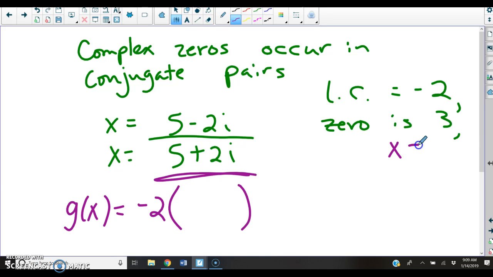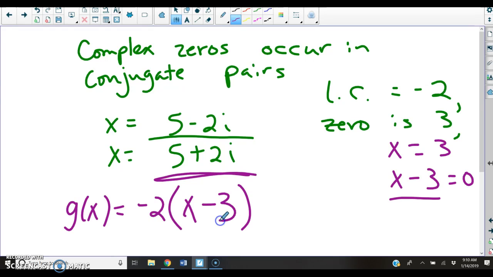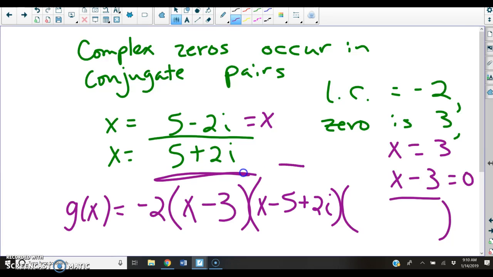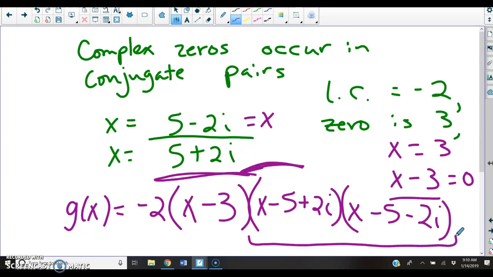If this is what x equals, then x minus 3 was the factor, so I'm going to go x minus 3. And the same thing happens with these two. So this would be x minus 5 plus 2i, and the second one would be x minus 5 minus 2i. And you can leave it like that. I'd like to see these two multiplied together, but in this chapter, that's not what I'm emphasizing, so I'm not going to take too much time to look at that.